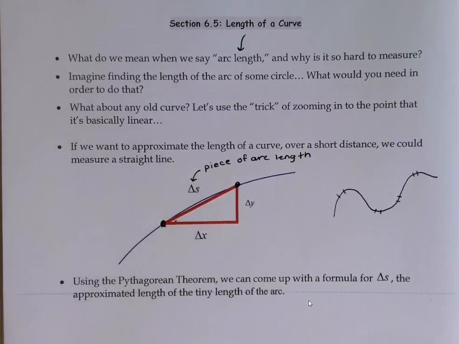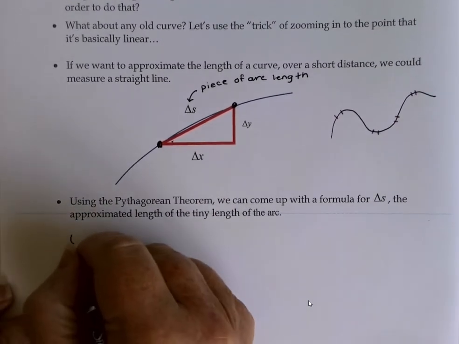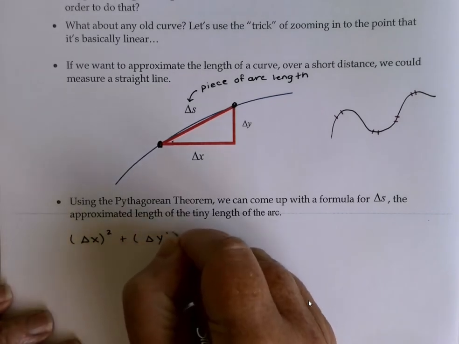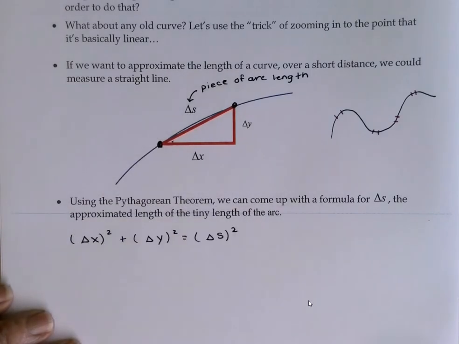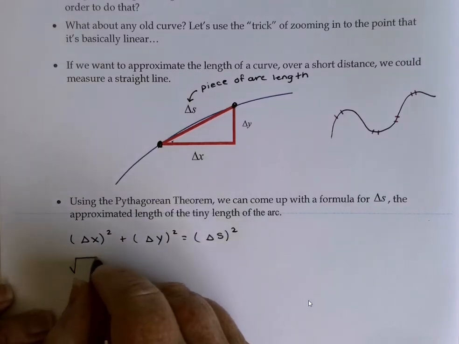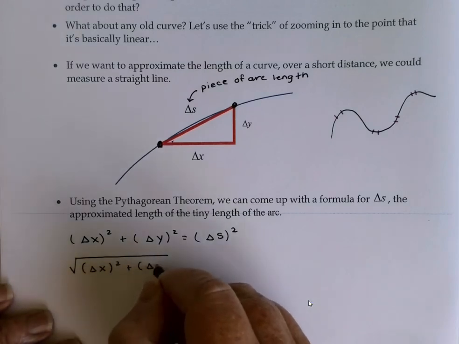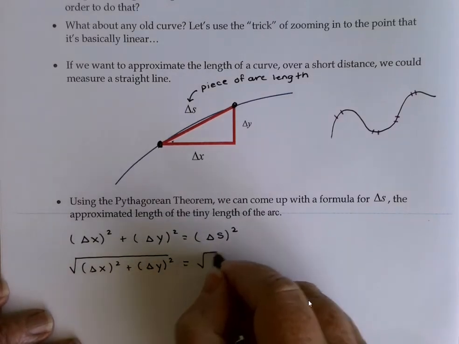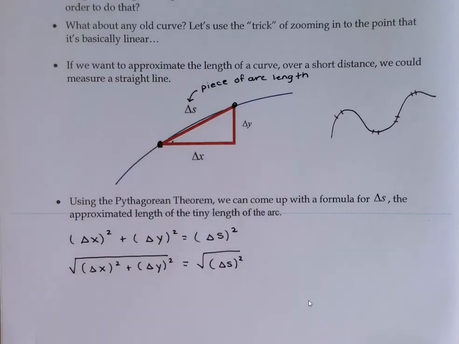I'm going to simply write down the Pythagorean theorem for that triangle. So I would have delta x squared plus delta y squared equals delta s squared. To solve for delta s, I'll just take the square root. And of course the square root of delta s squared. Actually, I was going to say that's just delta s, but I'm going to leave it like that because of the algebra that I'm going to do in the next step.